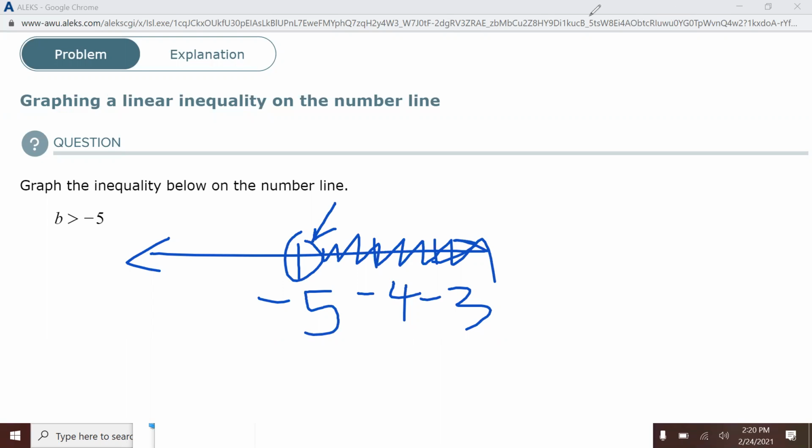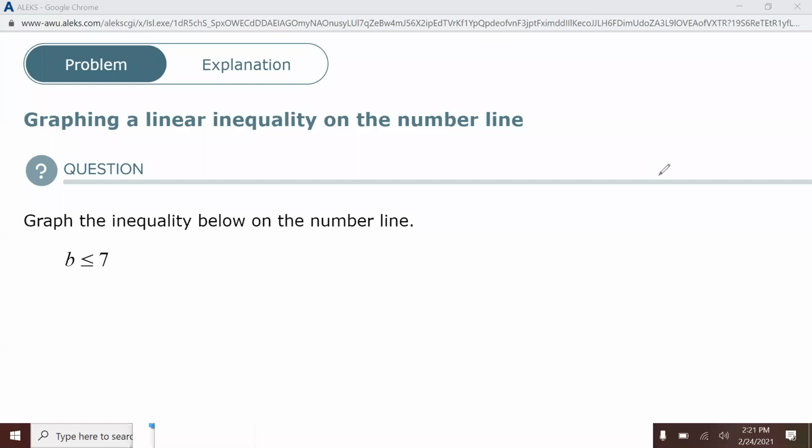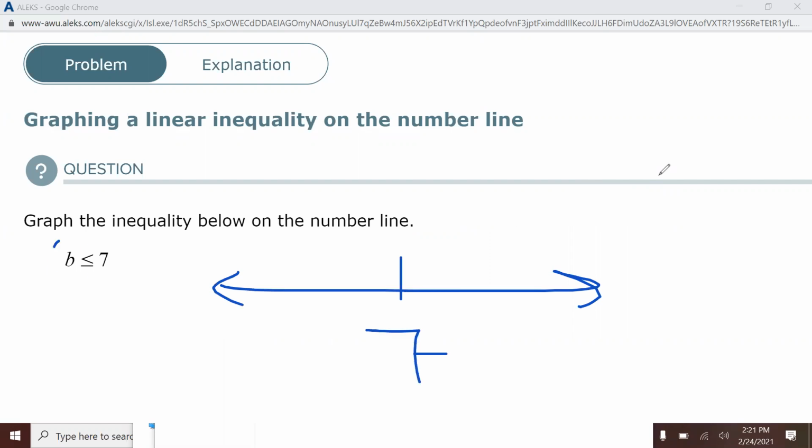Let's try another one. On this one, we are interested in numbers that are less than or equal to 7. So this time we shade to the left where numbers get smaller. But we do include this or equal to feature by shading in the circle on 7, suggesting that 7 is part of the solution set, not just every number smaller than it.